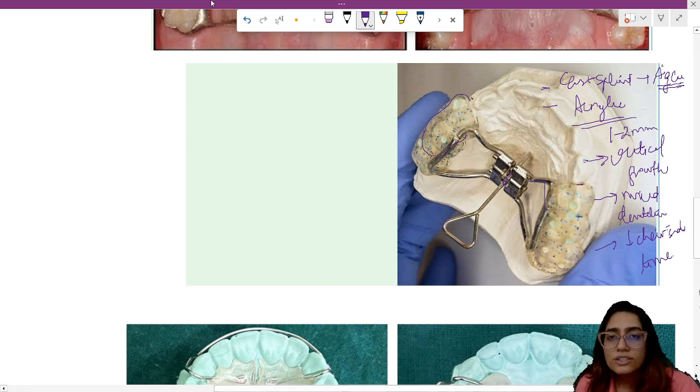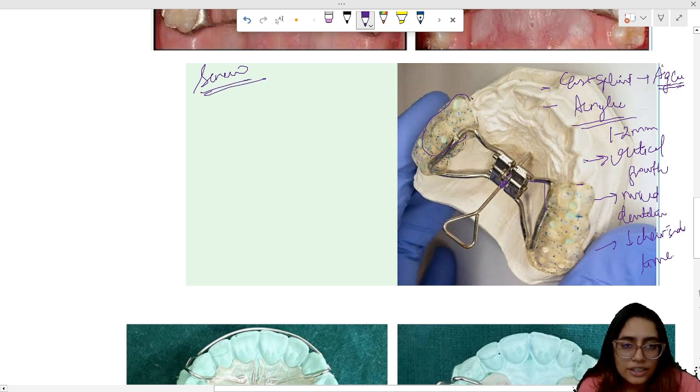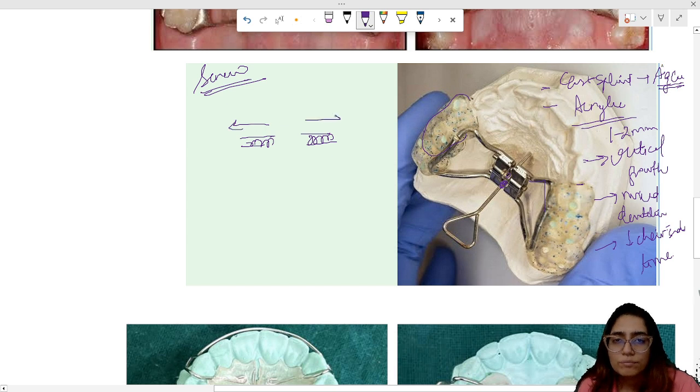Now talking about this special screw that you see over here, the screw details. As you can see, it contains a hole over here. If this is the screw, both sides are equal, and expanding will open it on both sides equally. You will see a screw at the center over here where the key is put and it is activated.